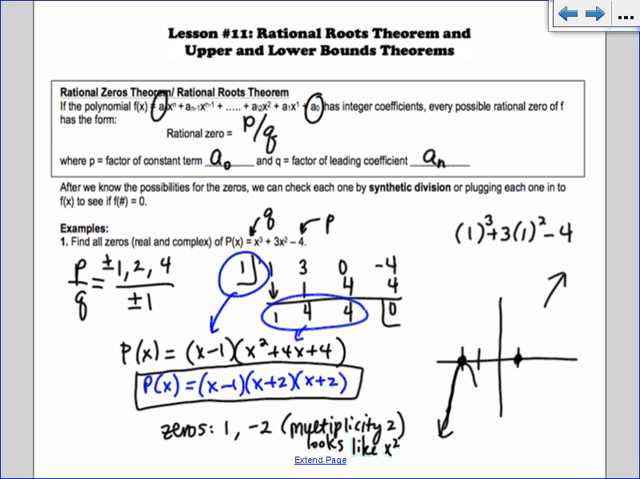What's the y-intercept? Anybody know that? -4. 1, 2, 3, 4, because you plug in 0 for the x, and then it goes up. Yep. And we'll go straight through.